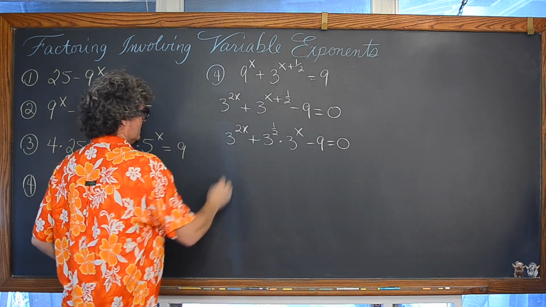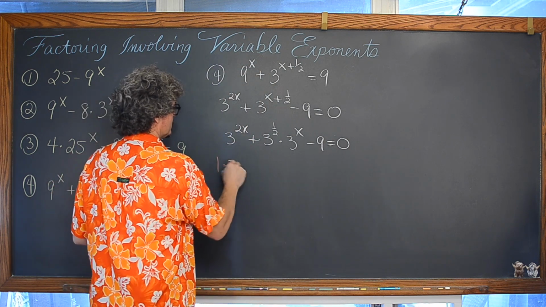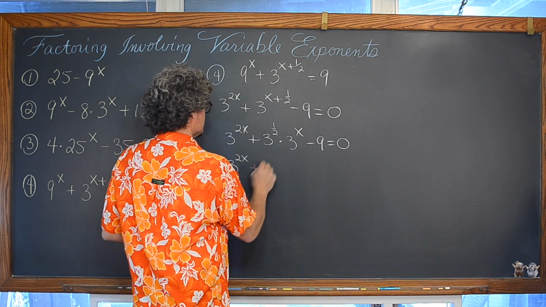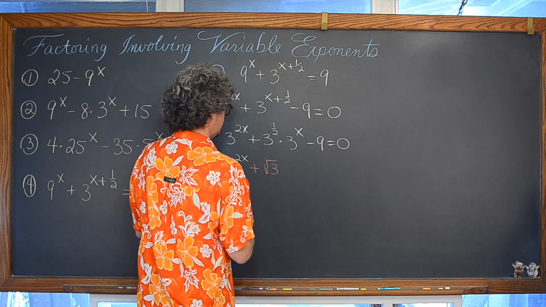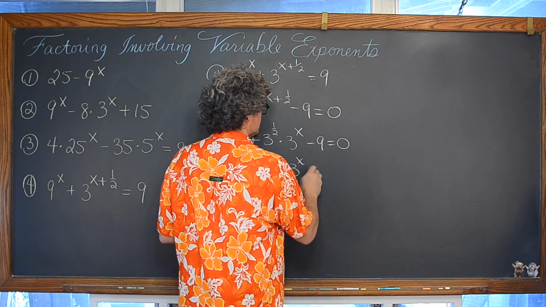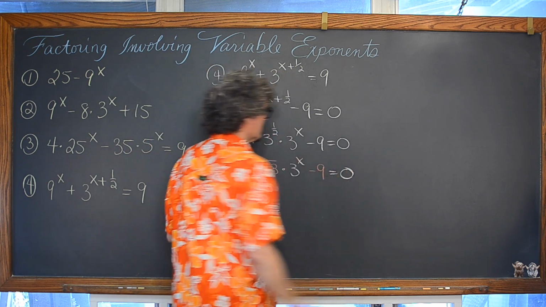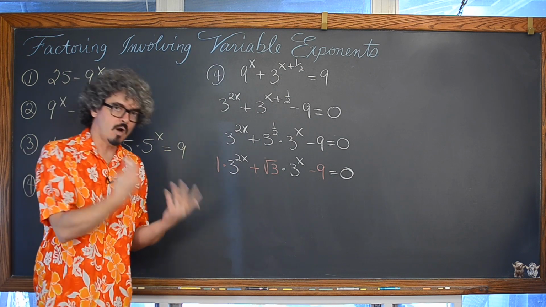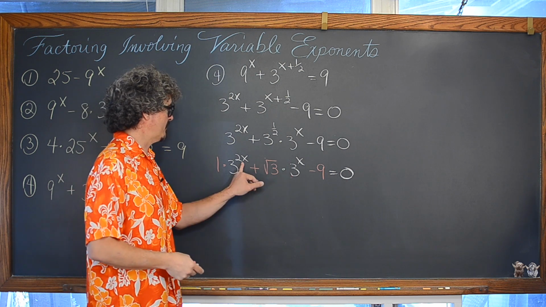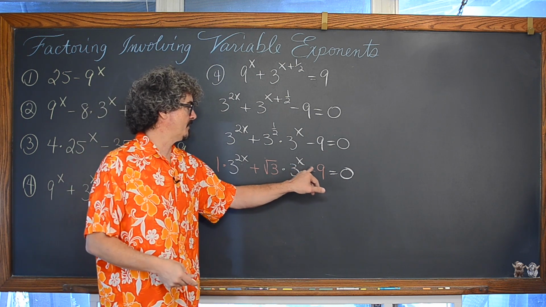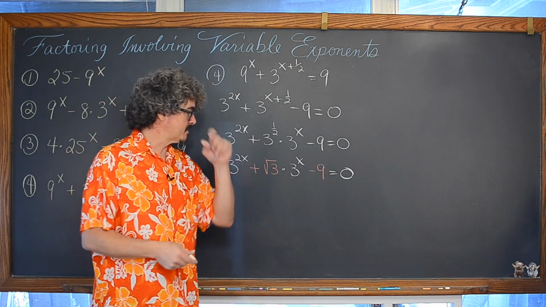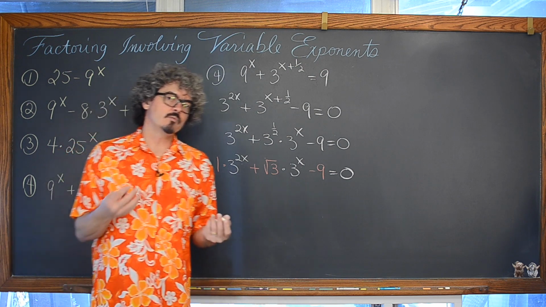So what we're really looking at here is a 1 times 3 to the 2x plus the square root of 3 times 3 to the x power, and then minus 9 is equal to 0. So now we have a 3-term quadratic pattern where we have a common base of 3, we have an exponent again that's twice as large as this exponent, and we have a constant. So we can say that a is 1, b is the square root of 3, and c is negative 9, and we have 2 ways of doing this.